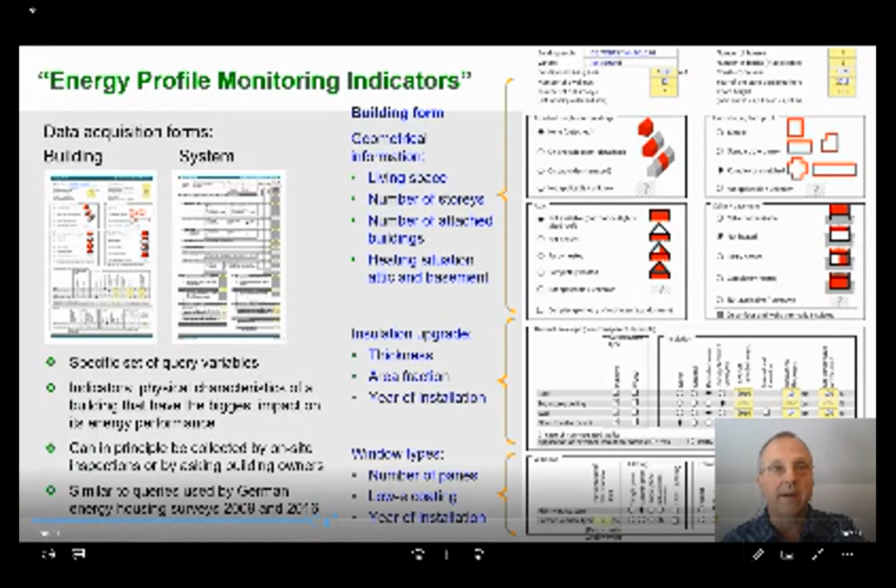We get a closer look at the form for the building. At the top, we have general information, living space, number of stories. Then we get information about the number of attached buildings, geometrical information, and about the state of heating situation in the attic and in the basement. And we get information about insulation upgrade, thickness of insulation, area fraction, year of installation, and about the window types, the number of panes, information about low-e coating, about frames, about the year of installation of the windows.